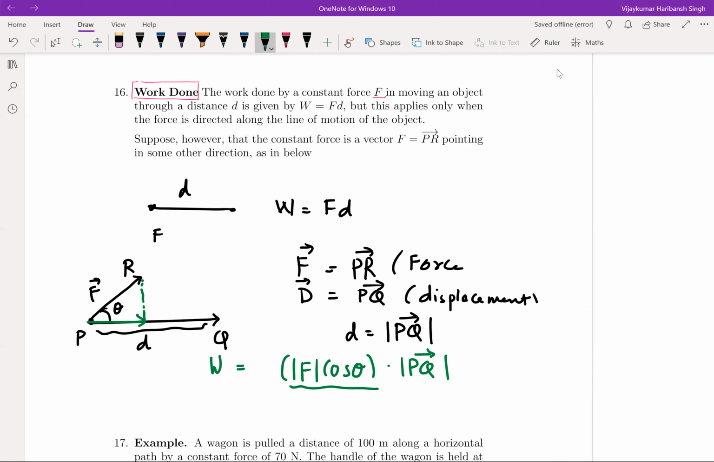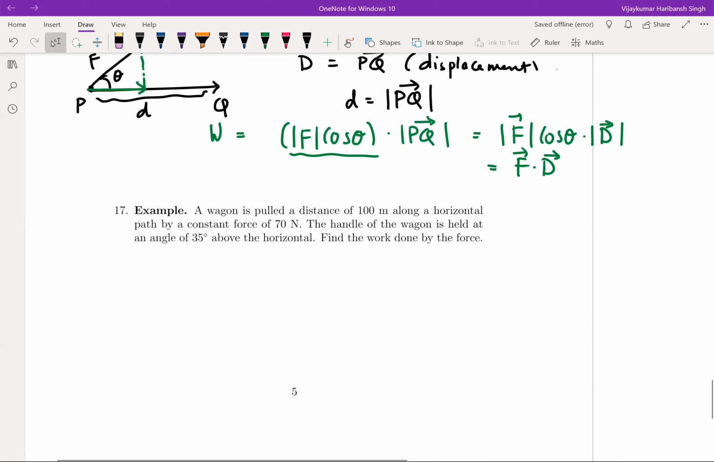Or if you want to give it a name, this D, it will be basically F cos theta times PQ, and PQ can be written as D, so it is essentially the length of vector D. And if we interpret this as dot product, this is going to be F dot D. So this is one interpretation of work done using dot product.